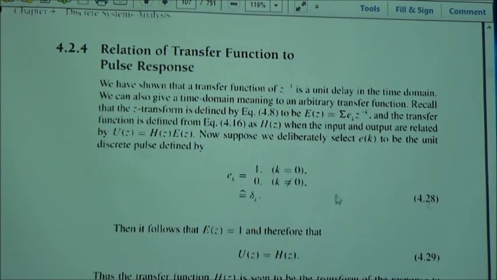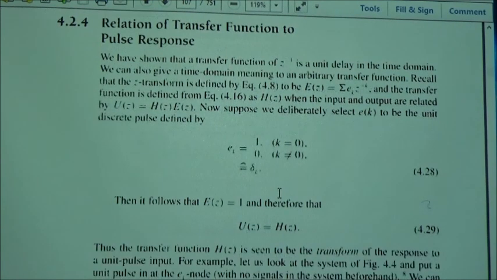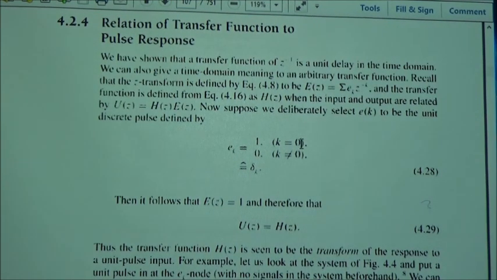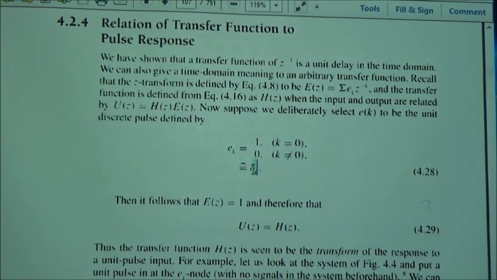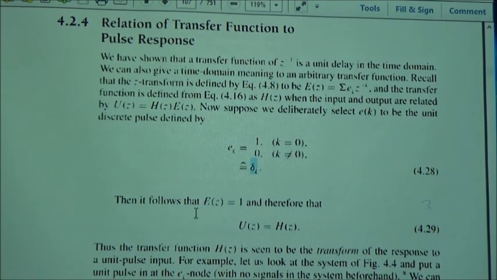So the pulse response of a discrete time system is equivalent to giving an input E, which is equal to 1 for initial time, k equal to 0, and it's 0 everywhere else. We also call it delta sub k. If you remember from your Z transform table, the Z transform of the simple pulse or impulse is equal to 1. Very similar to the Laplace transform of an impulse, also equal to 1.